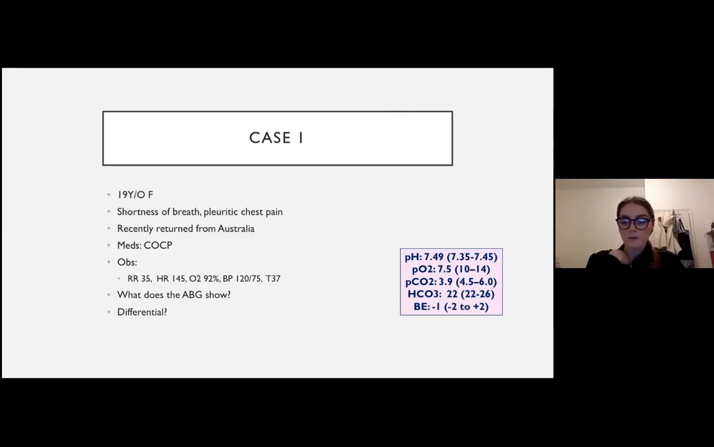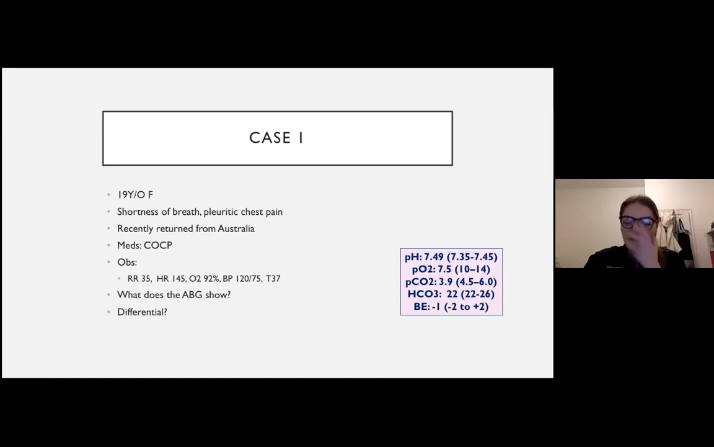Yeah, sure, I can go ahead with that. So pH is 7.49, it's acidotic. PO2 is slightly low, but on the normal borderline. PCO2 3.9, again on the borderline. Bicarb is normal. Base excess is more of acidotic. So my overall impression is this is a metabolic acidosis.